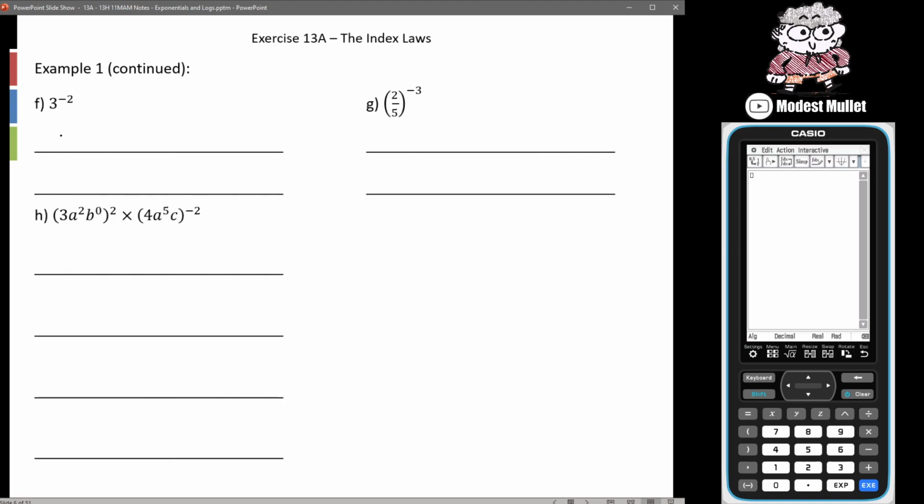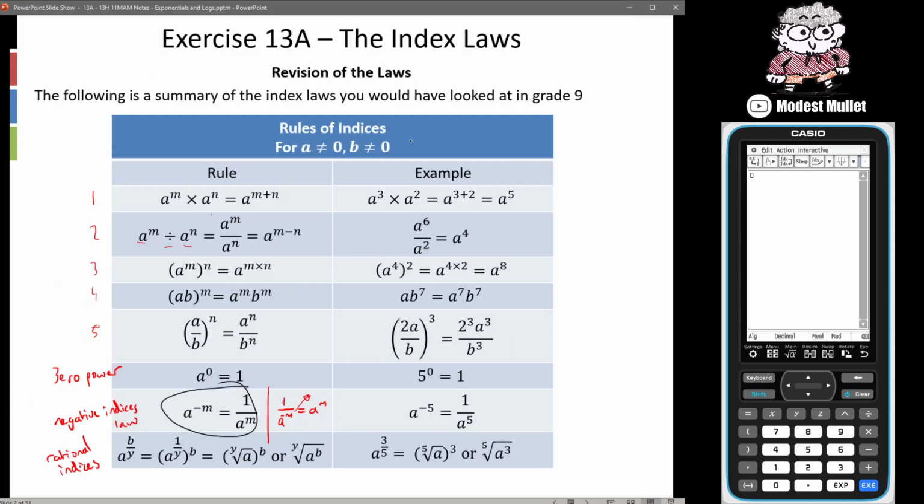Right, here we've got the negative index law. So 3 to the negative 2 is just as simple as putting it 1 on 3, and to the power of 2, the power turns positive. 2 over 5 all to the power of negative 3, same thing, I can write that as 1 on that whole thing, now with a positive power, and then using index law, which number is that? Number 5.